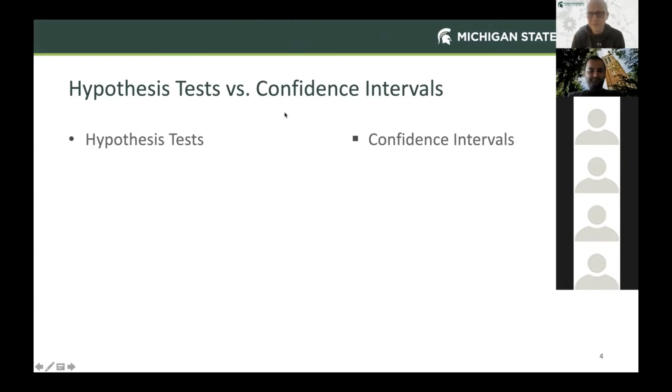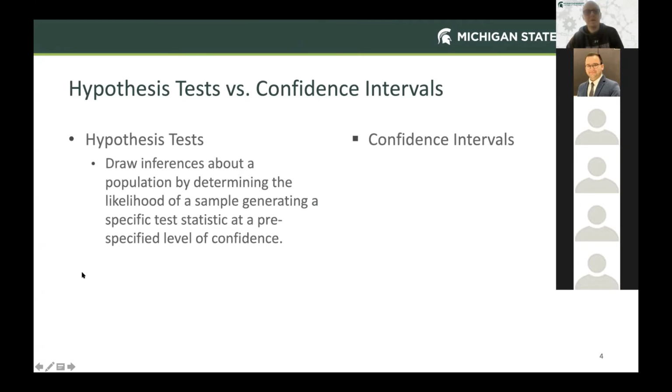So if we think about this from a big picture perspective, hypothesis tests and confidence intervals are basically alternate ways of going about determining inferences about some population parameters of interest based upon sample data that we've collected, okay? And so in the case of hypothesis tests, we basically want to make inferences about that population by determining how likely it is that a sample of data that we've collected would result in a particular value of a test statistic at some pre-specified confidence level of interest.